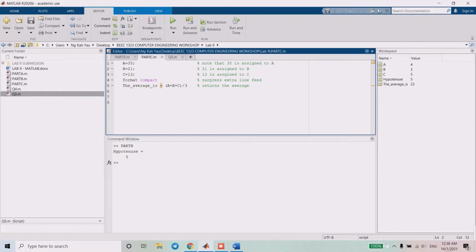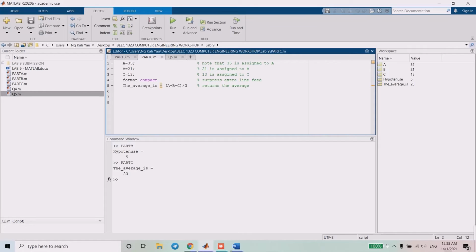And then I suppress the extra line feed, and I get the average, with the formula A plus B plus C over 3. I can get the value. I run it. For Part C, the average is 23. When we add it up and check with a calculator, it's the same. So this returns the average value.